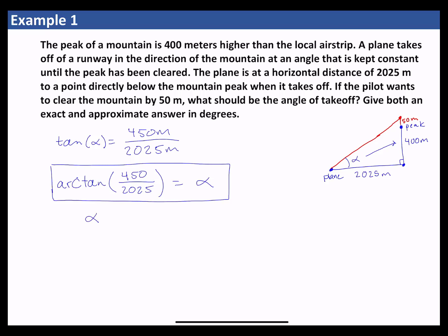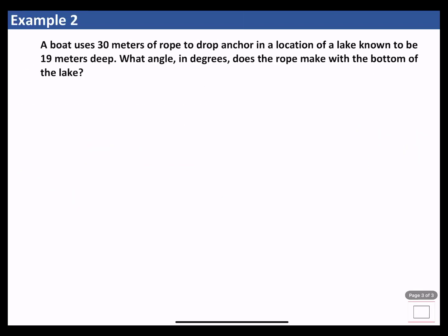And using a computational device in degree mode, we would get an angle of approximately 12.5288 degrees. So I don't think my picture's to scale at all, but it gave us an idea of the situation. Let's look at one more applied context.